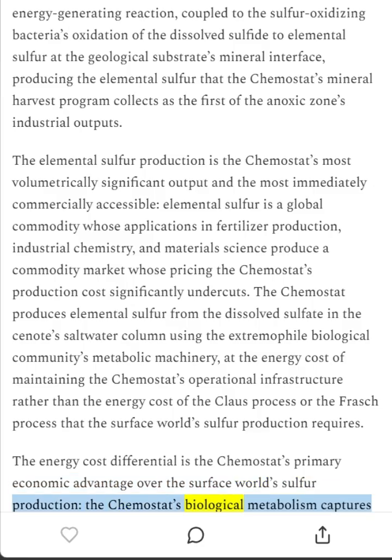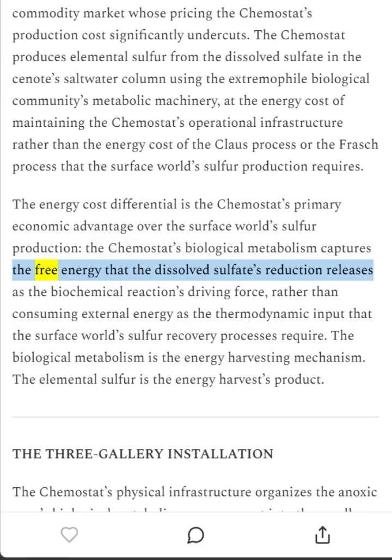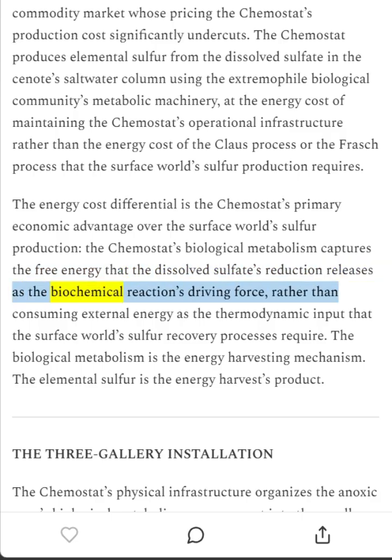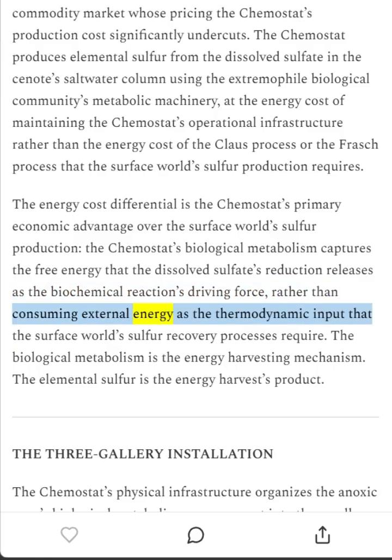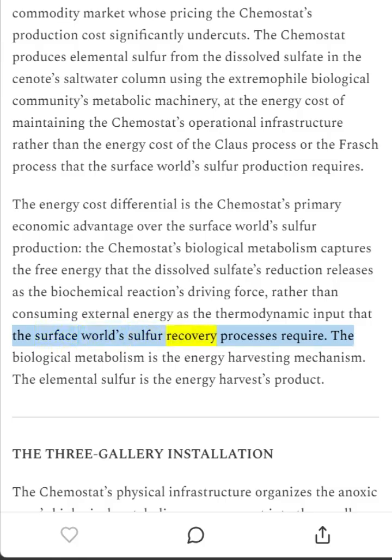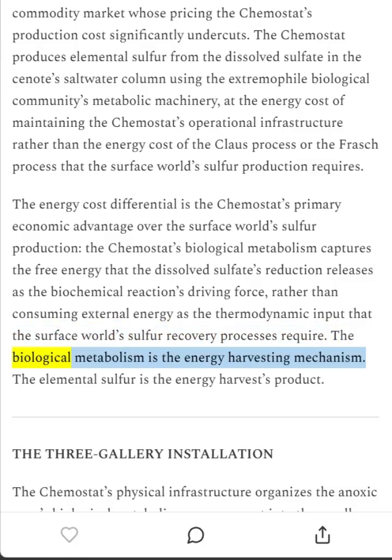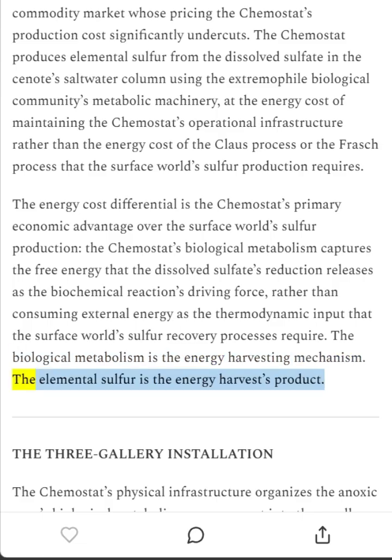The chemostat's biological metabolism captures the free energy that the dissolved sulfate's reduction releases as the biochemical reaction's driving force, rather than consuming external energy as the thermodynamic input that the surface world's sulfur recovery processes require. The biological metabolism is the energy harvesting mechanism. The elemental sulfur is the energy harvest product.